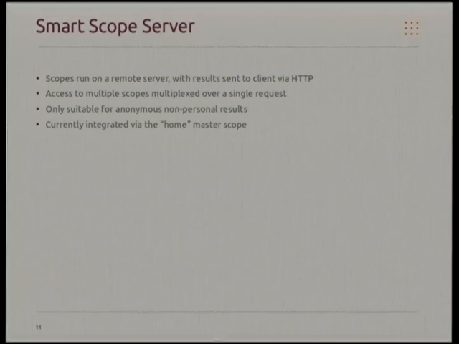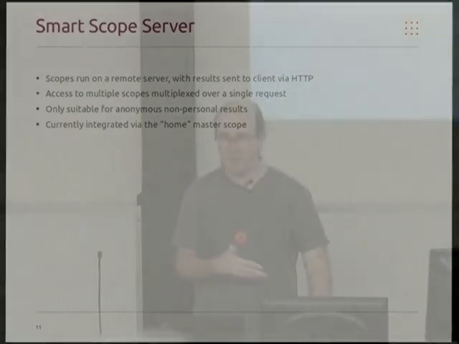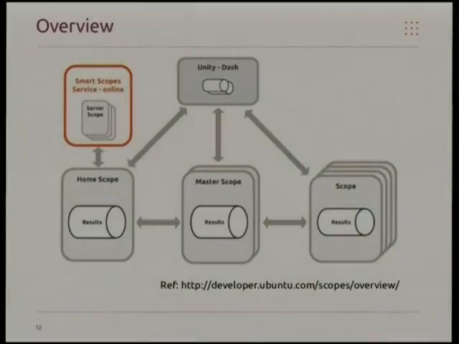So all of this scopes infrastructure grew out of Unity on the desktop, but a lot of the focus at Canonical recently has been on Ubuntu Touch. We're developing a phone and tablet operating system, which I had another slide on the overview. This is just something from our website, which is supposed to make the scopes stuff a bit easier to understand, but I don't know if it really does.